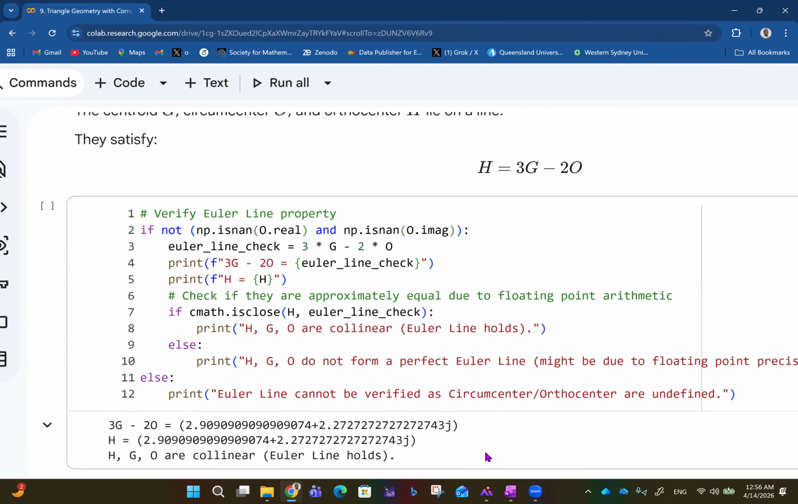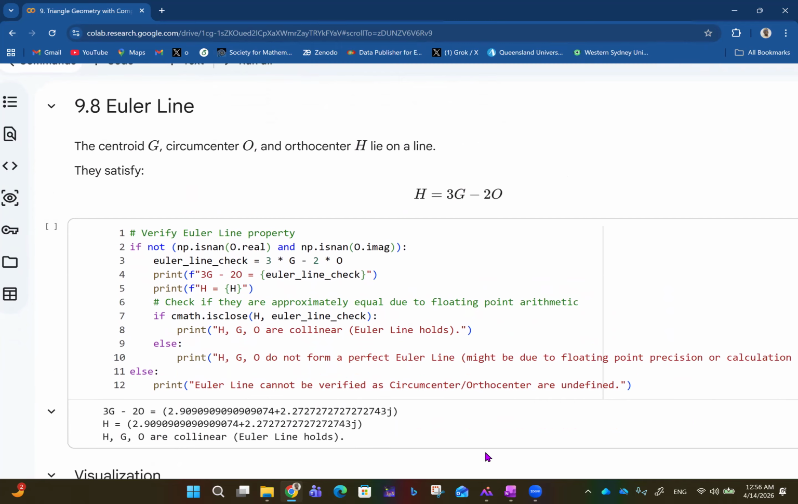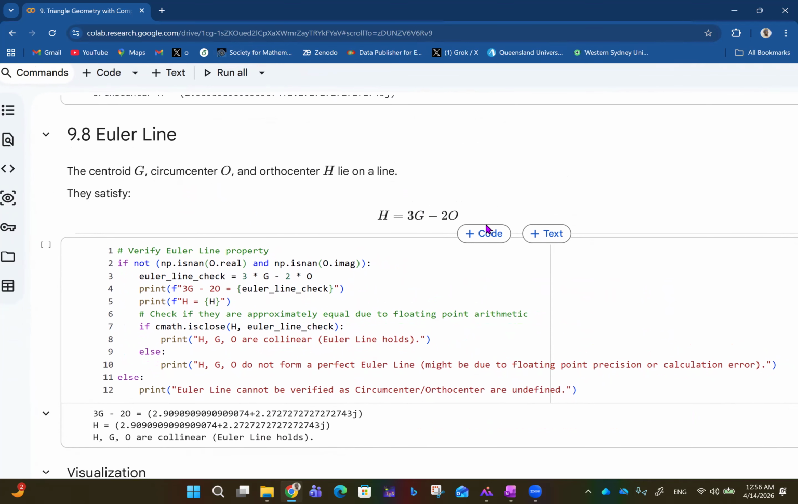Then we have the Euler line. The centroid, circumcenter, and orthocenter lie on a line. The line on which they lie is called the Euler line. So the centroid G, the circumcenter O, and orthocenter H lie on a line. They satisfy that H, that is the orthocenter, is equal to 3 times the centroid minus 2 times the circumcenter. So you can verify the Euler line here. In case anyone is not really sure, this is what this condition is for.